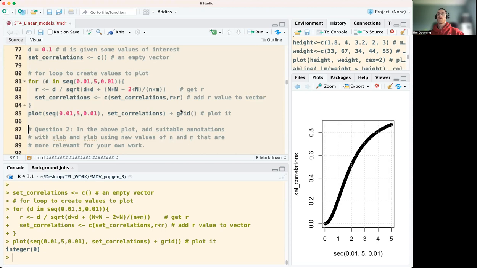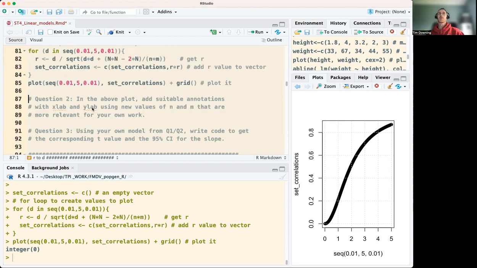So what you can do is try to add your own annotations for xlab and ylab on this plot, and try using different values of sample sizes to see ones that are more relevant for your work. And then using question 3, using your own model for question 1, 2, write code to get the corresponding t value and a 95% confidence interval for that slope as well.